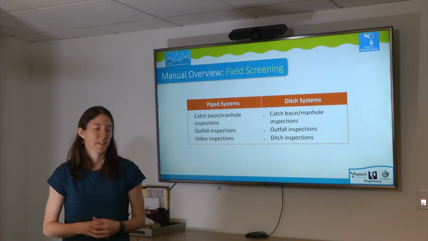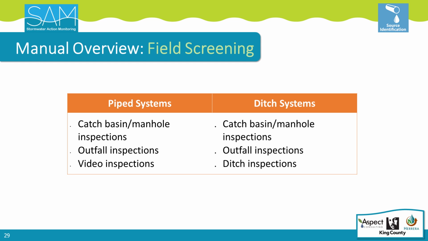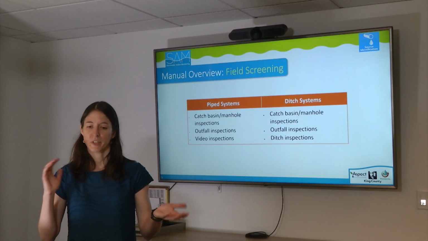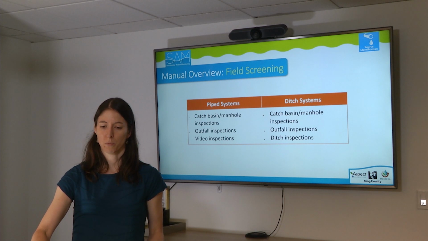So here again, we've got this table just looking at pipe systems and ditch systems. Same 4 methodologies. You'll notice that catch basin manhole inspections and outfall inspections apply to both piped and ditch systems. And then in pipe systems, you can do video inspections. In ditch systems, obviously, you can do ditch inspections. So there's a couple differences there, but generally a lot of overlap between the field screening methodologies and where they're applicable.